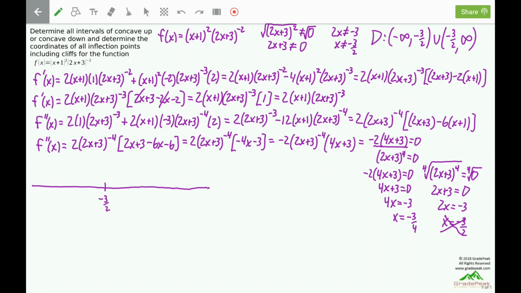So at negative 3/2, we have a vertical asymptote. That'll be indicated by a dashed line. We can put all candidate numbers on here. We have a negative 3/4. 3/4 is less than 3/2 because it has a bigger denominator. Negative 3/4 will therefore be greater than negative 3/2 by being less negative. So it'll be to the right of it.